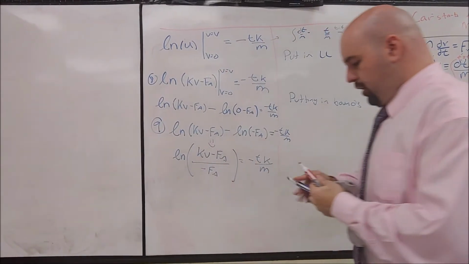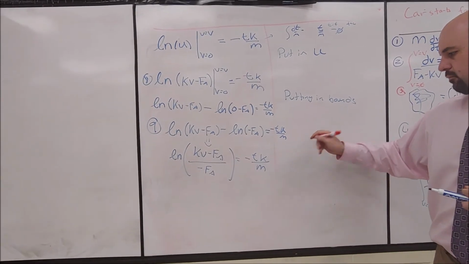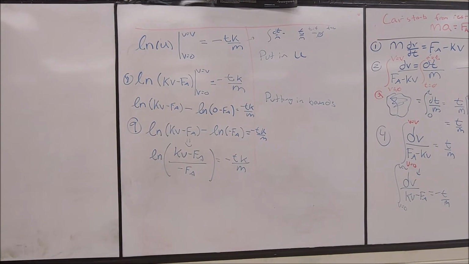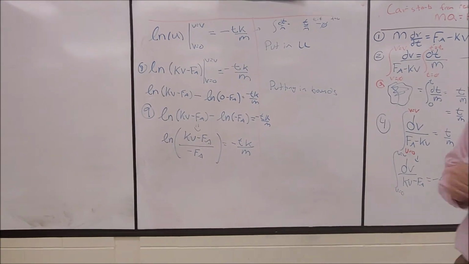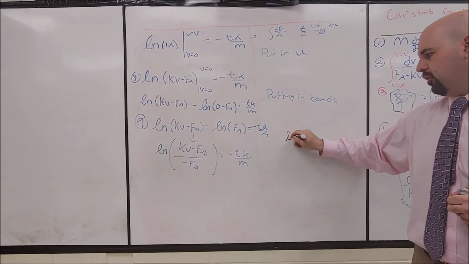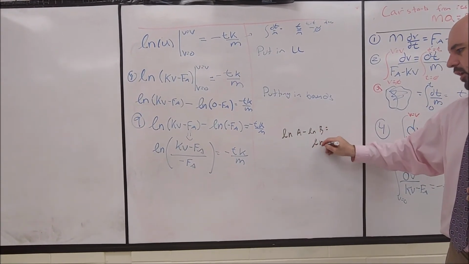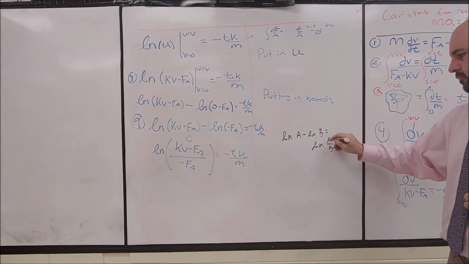This is the idea of, technical difficulties, please stand by. This is the old pre-calc thing, I believe, of natural log of A minus natural log of B is natural log of A over B.